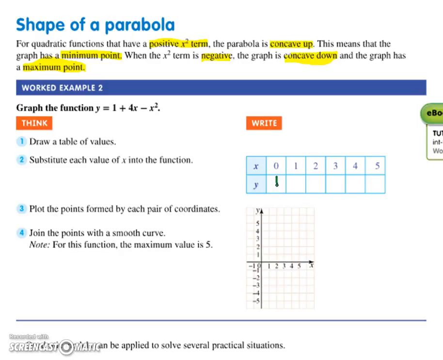Minus 1 plus 4 is 3 plus 1, 4. Minus 4 plus 8 is 4 plus that, 5. Minus 9 plus 12 is 3 plus that is 4. Minus 16 plus 16 is 0 plus 1 is 1. Hey, look at that. Symmetrical around that point.